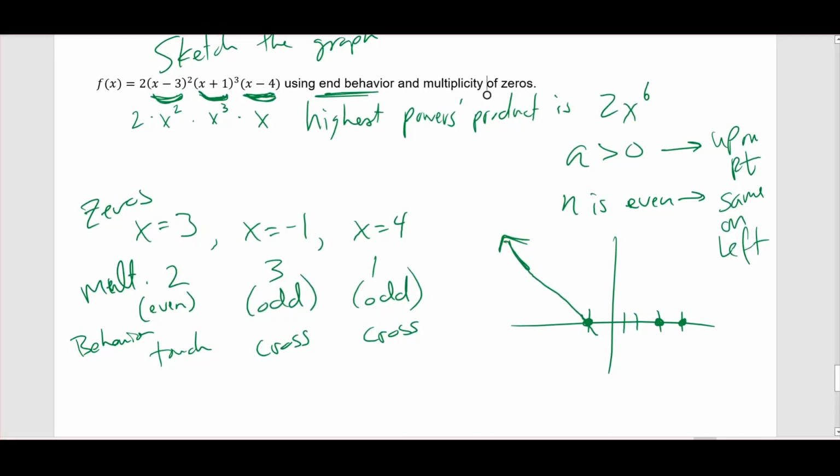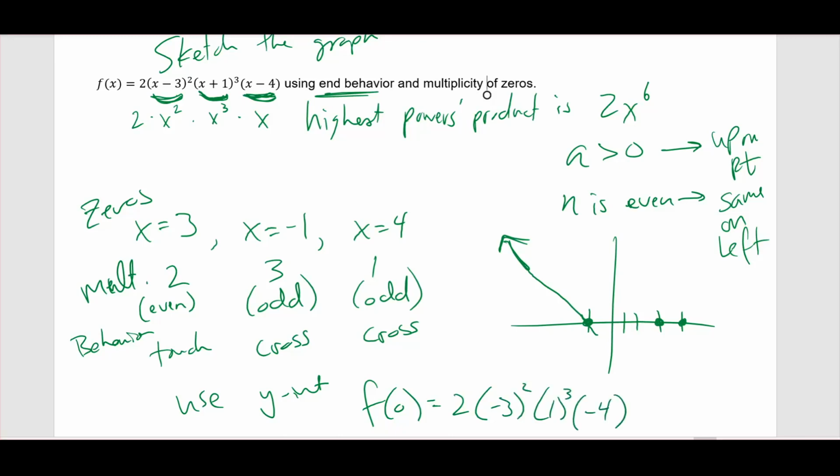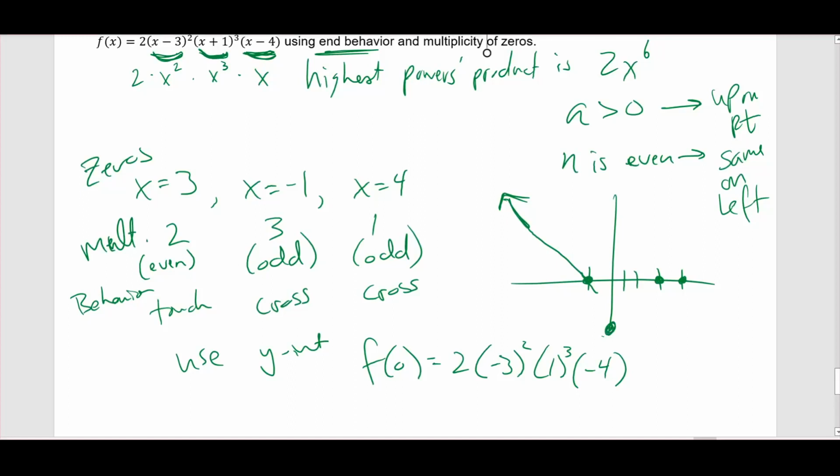And then again, we can find our y-intercept, f of 0, right? So this is going to be 2 times -3 squared times 1 cubed times -4. So what is this? 2 times 9 would be 18 times 4 is some number down here, and we can compute that. That's not exactly the point. The point is that there is an ordered pair down there that the function also goes through.